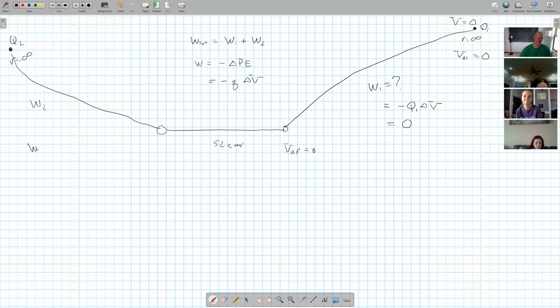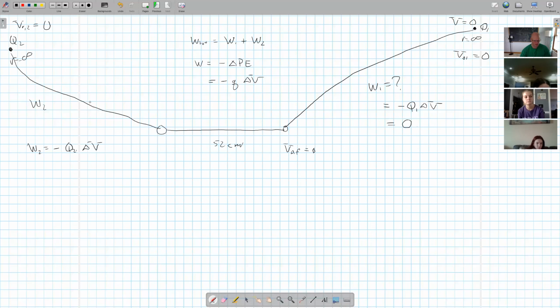Work 2 is then equal to what? Minus Q2 times my change of potential. Now again, initially Q2 is all the way out here at infinity, which means the initial potential for Q2 is also 0. It's an infinite distance away, so the potential at infinity is 0. Initially it's at 0 potential.